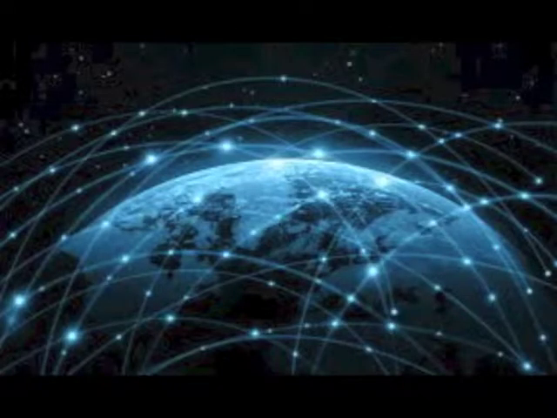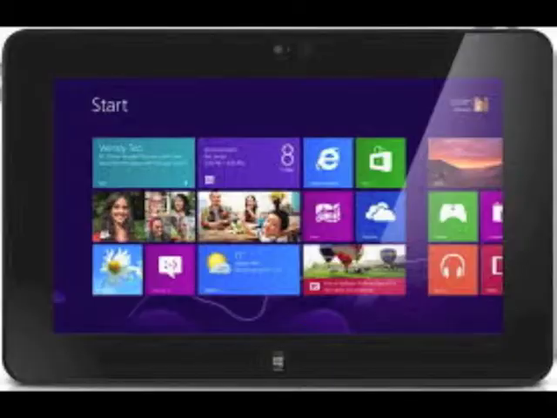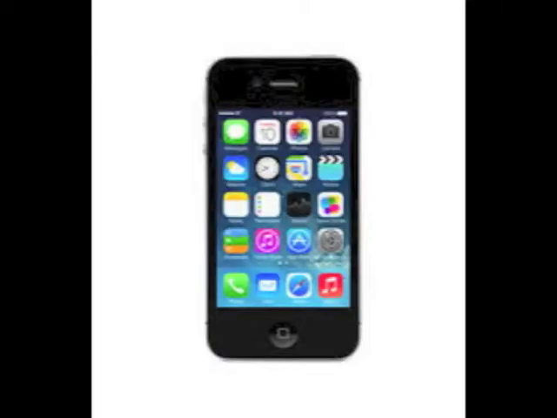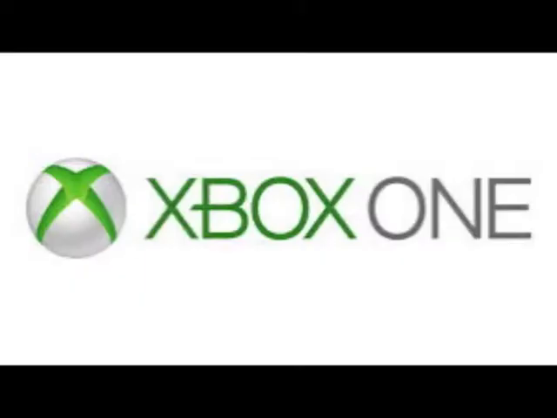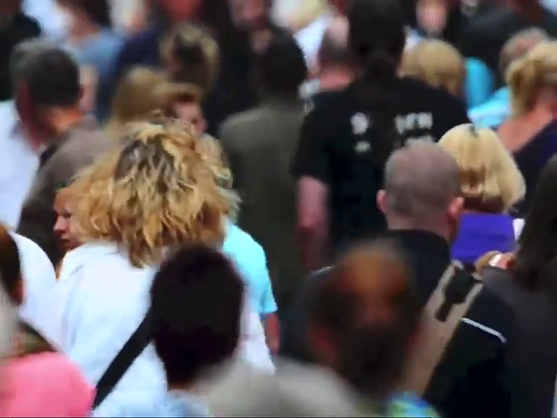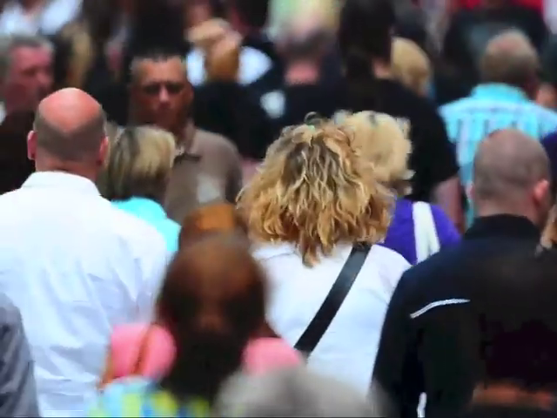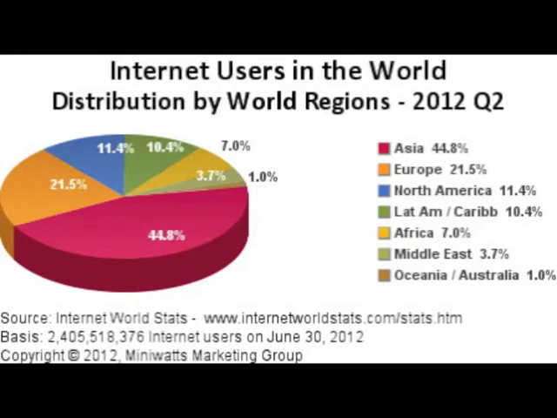Today, the Internet is accessed through numerous devices including tablets, laptops, mobile phones, gaming devices, and more. The usage of the Internet today is seamless, and people treat it as a natural process of life. Worldwide, Asia currently utilizes the Internet the most with 44.8% of the world's Internet users, followed by Europe at 21.5%.